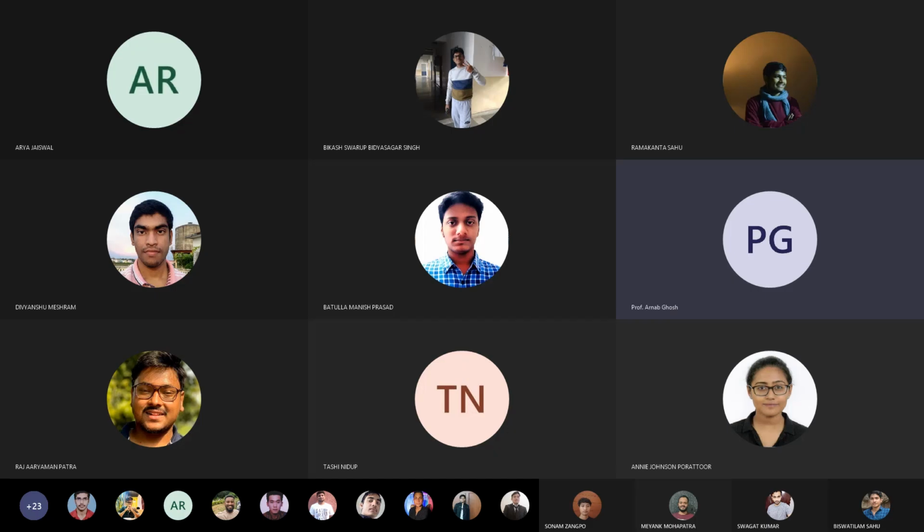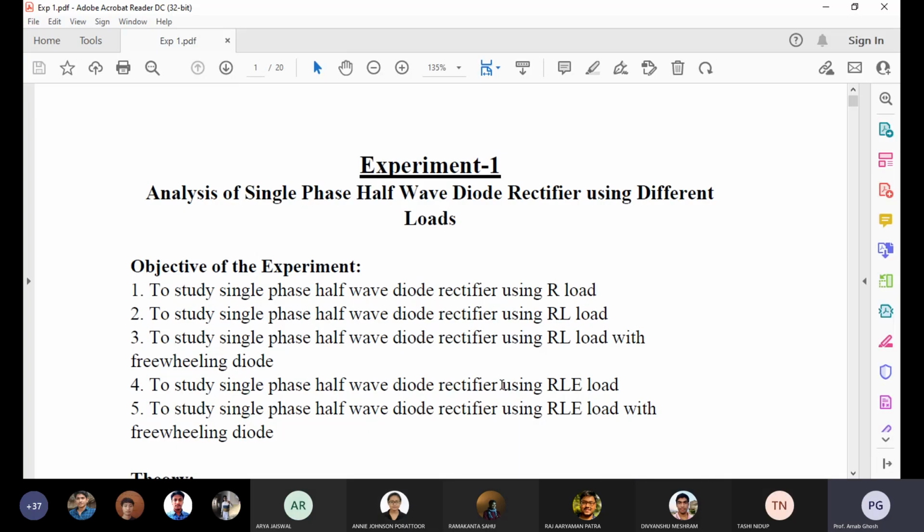One is uncontrolled, another one is uncontrolled. So we are using a diode, that is uncontrolled, and it's a half-wave rectifier, meaning only for one cycle you convert the alternating voltage to a rectified one.